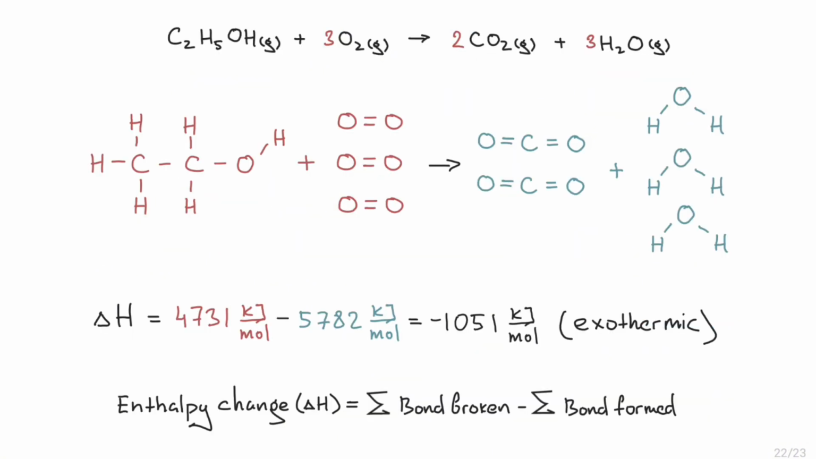This negative value indicates that the reaction is exothermic, meaning it releases energy to the surroundings. And there you have it: a comprehensive understanding of bond breaking, bond making, and the resulting enthalpy change in the ethanol combustion process.